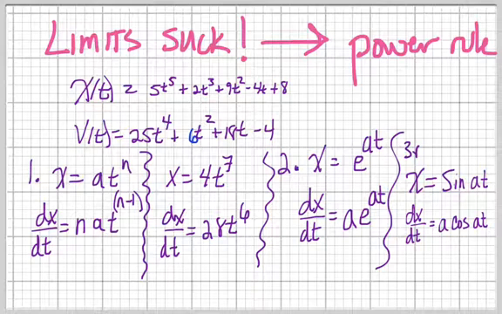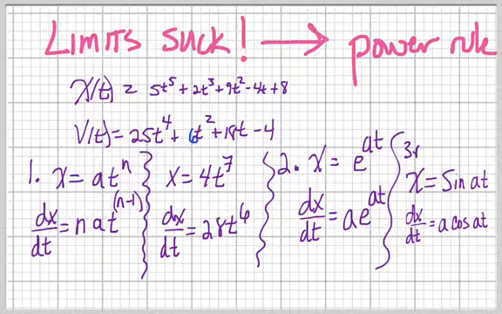Okay, and there's one more. Sine a t. Okay, the derivative of this will be a, bring that a out in front, cosine a t. Okay, and we're going to see sines and cosines quite a bit. So the derivative of sine at, you can throw the a out in front, change the function to cosine at.